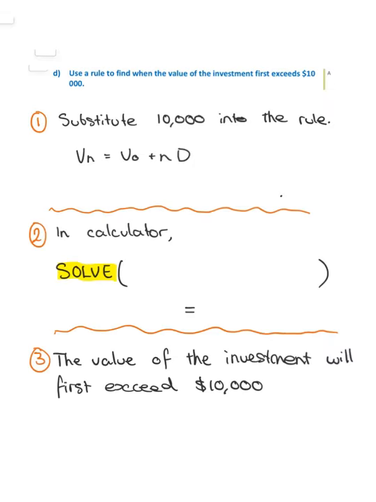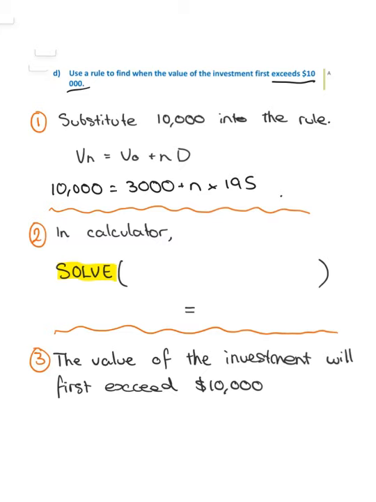Part D says use a rule to find when the value of the investment first exceeds $10,000. So we want to know when it first exceeds $10,000. Substitute 10,000 into the rule. Remember our rule here: Vn is going to be our value, that's what we want the value to be, equals 3,000 plus N times 195, where we're trying to find N. So we've subbed 10,000 into our value of Vn.